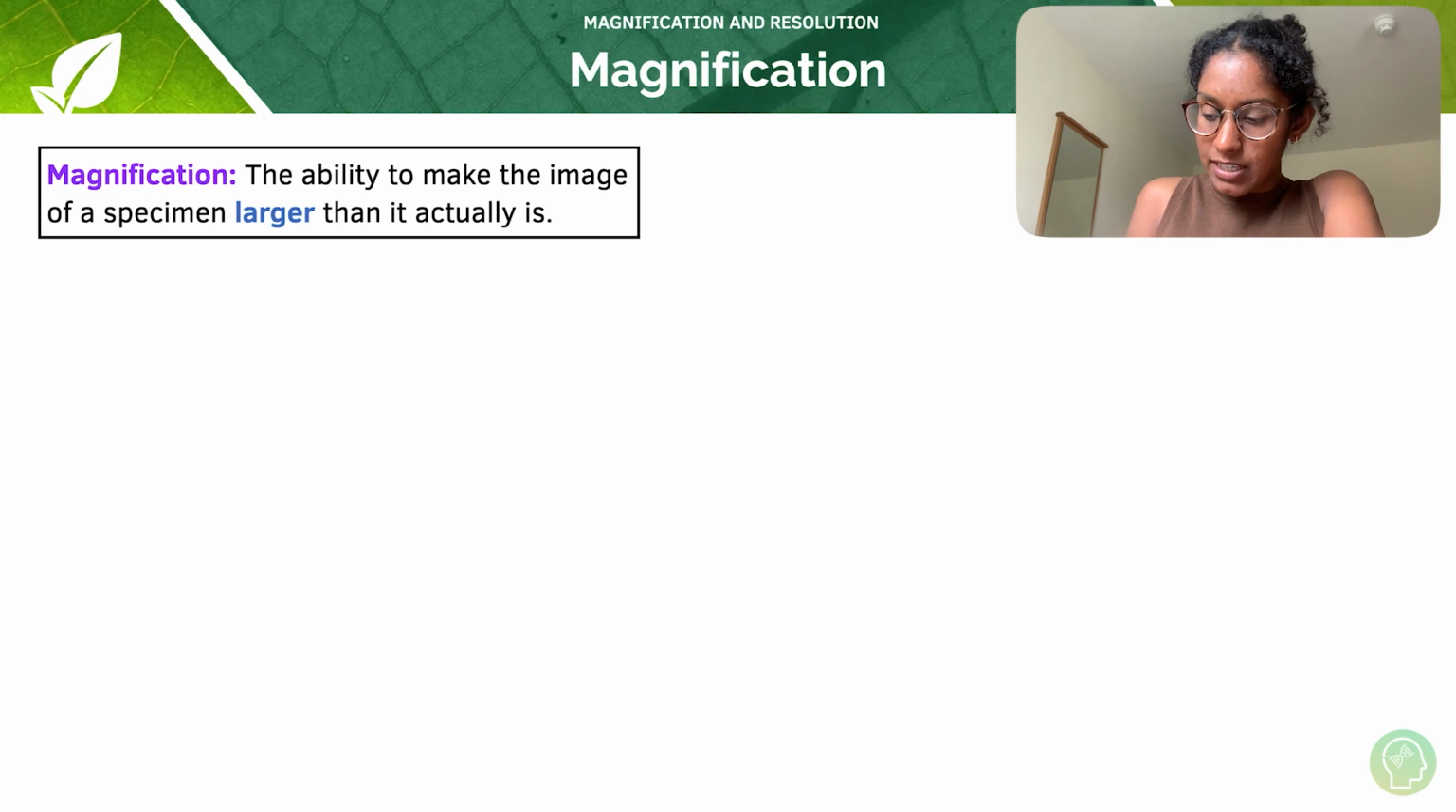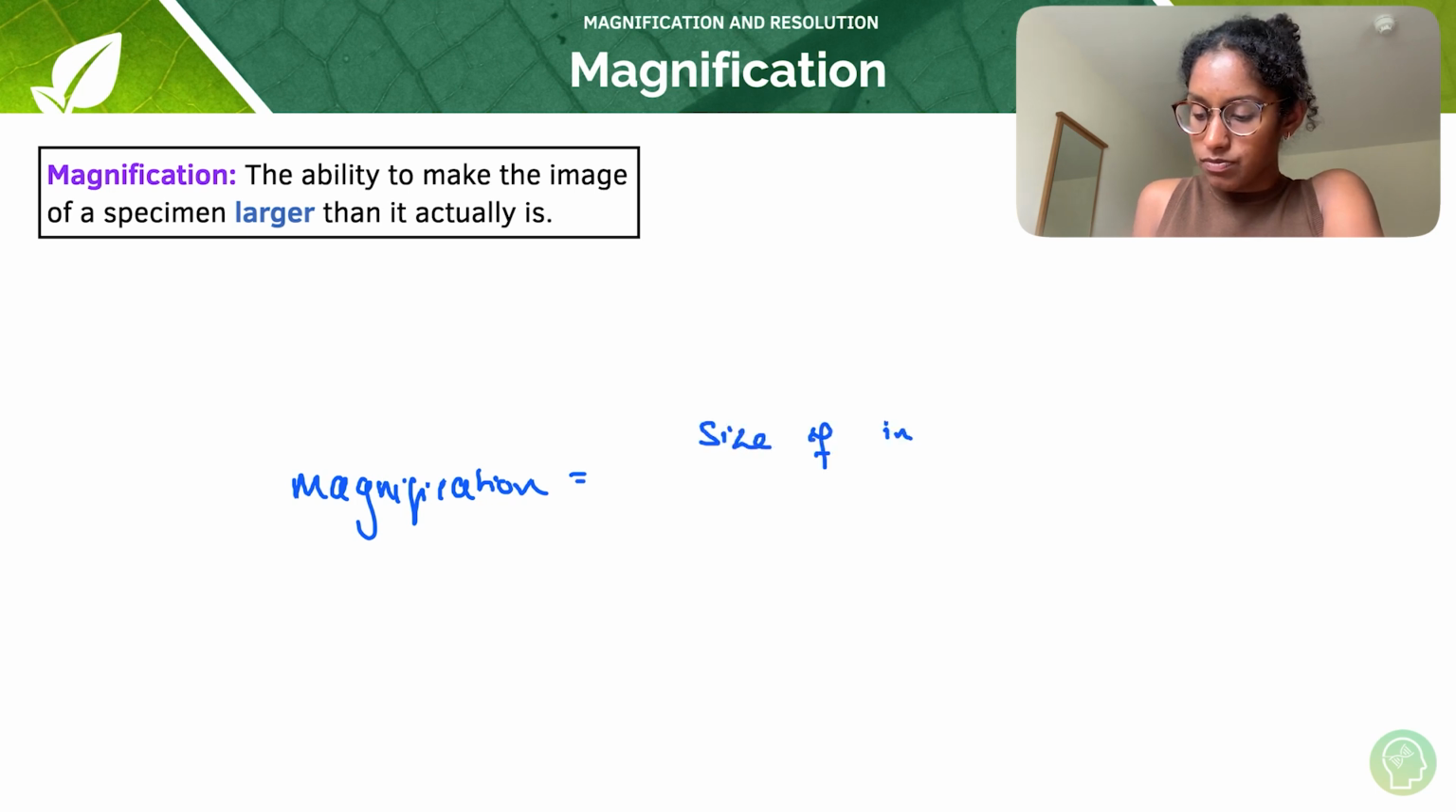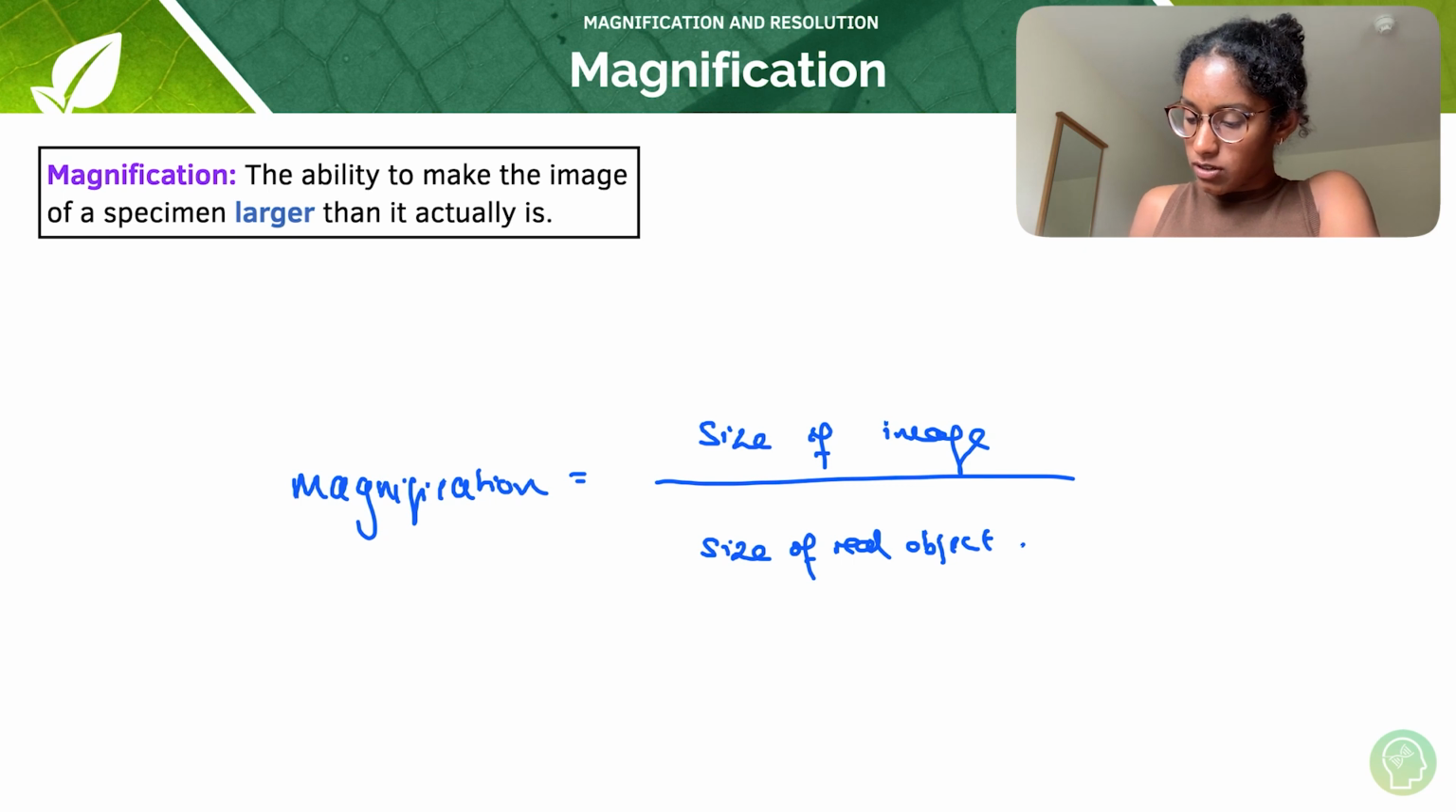And there's a really handy equation you can use, which we met in our last tutorial, which is magnification equals size of image over size of real object. And a really useful thing to do is, if I say size of image is I, size of real object is the actual size A, and magnification is M.